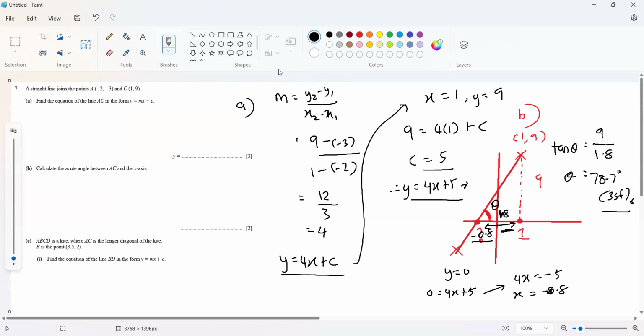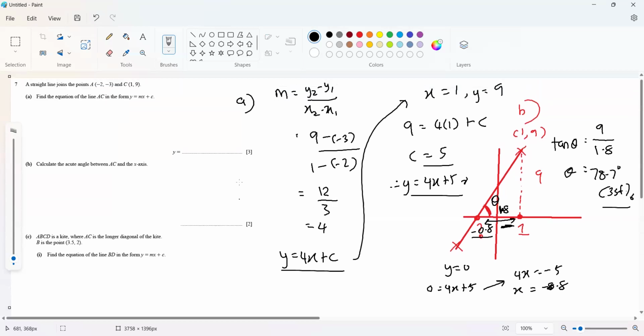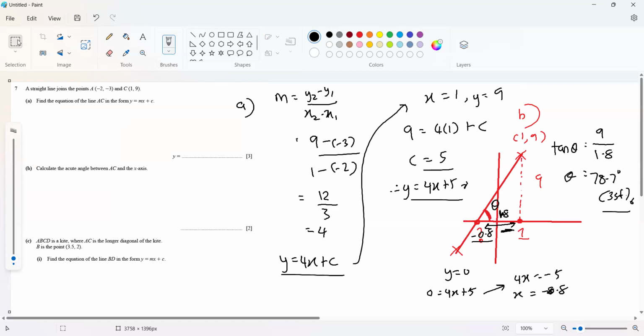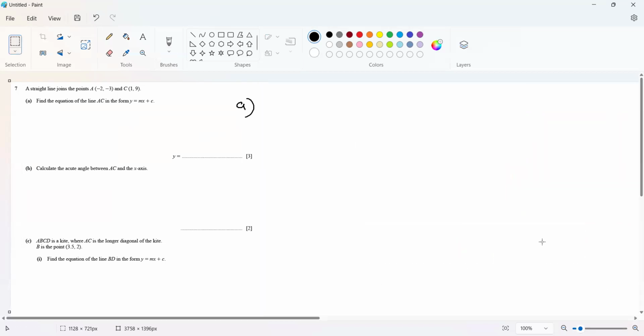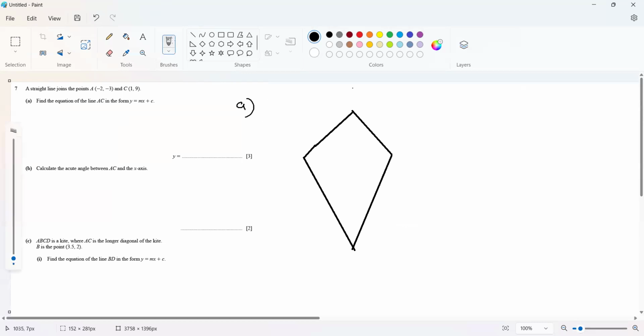So the next one would be C. ABCD is a kite where AC is the longer diagonal of the kite. B is the point 3, 5.2. So they have provided us a kite already. Sorry, it's a diamond, so I can't really say it like that. It's not a very good kite, I must say, but it's basically something like this. So the longer diagonal is AC.